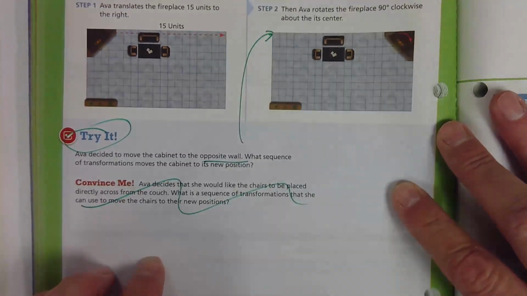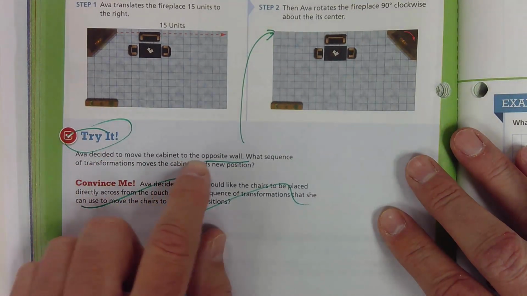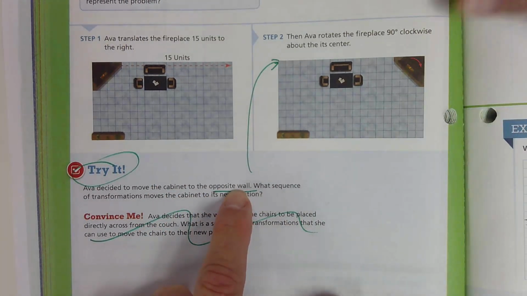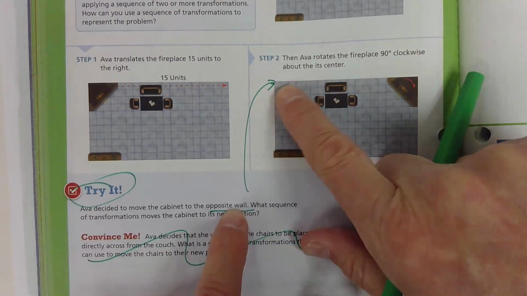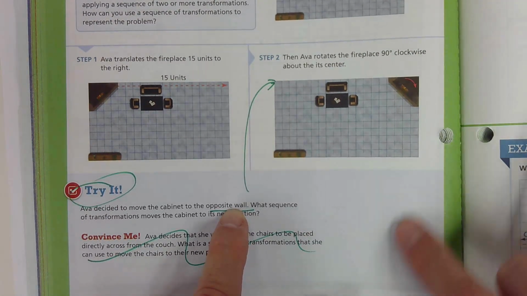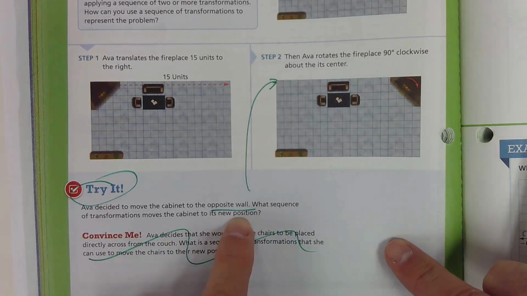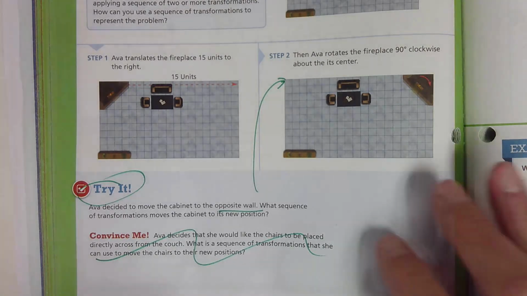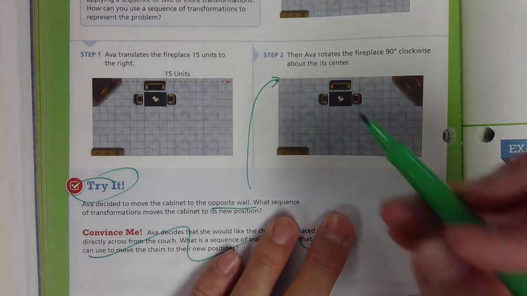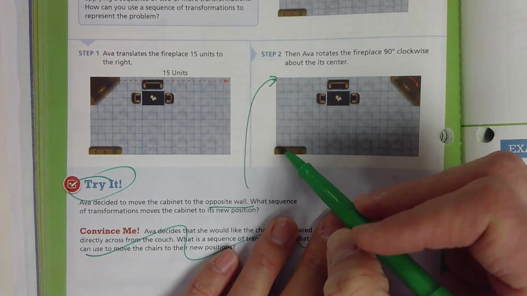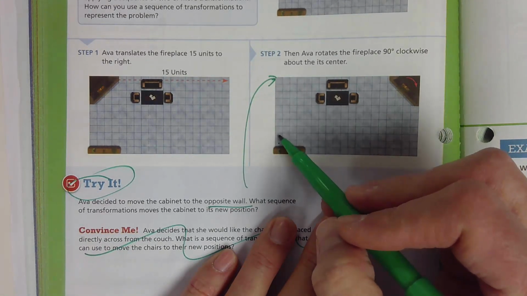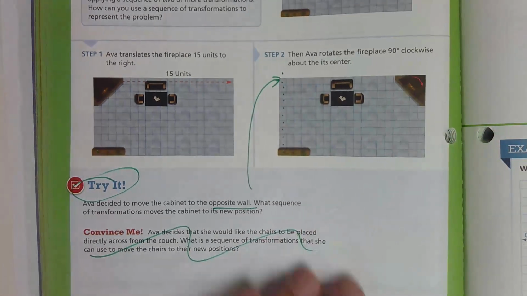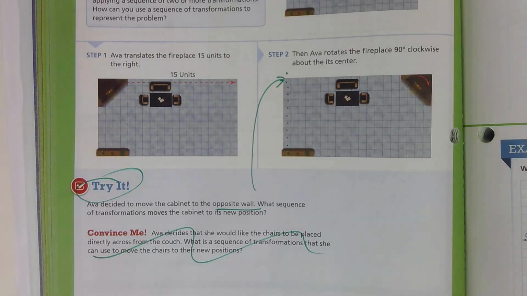And then to try it, it says Ava decided to move the cabinet, and I'm assuming this is the cabinet they're talking about, to the opposite wall. And again, I'm assuming this is the opposite wall, not over here. And it says, what sequence of transformations moves the cabinet to its new position? When I glanced at the teacher's manual, it said move 11 units up. And I thought, well, that looks like it's too far. If I count these, 1, 2, 3, 4, 5, 6, 7, 8, 9, 10, 11 would put it outside the room, so that wouldn't work. So it's actually 10 units up.